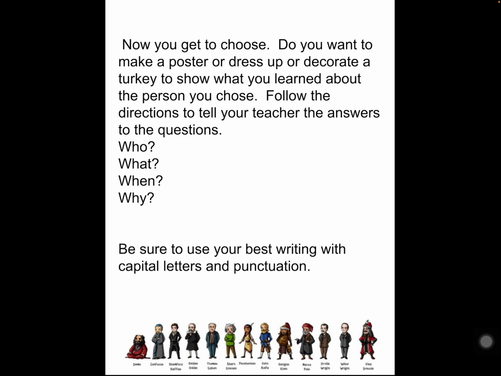So now you get to choose. Do you want to make a poster, or dress up and do a little movie, or decorate a turkey to show what you learned about the person you chose? Follow the directions to tell your teacher the answers to the questions who, what, when, why, and use your best writing with capital letters and punctuation.